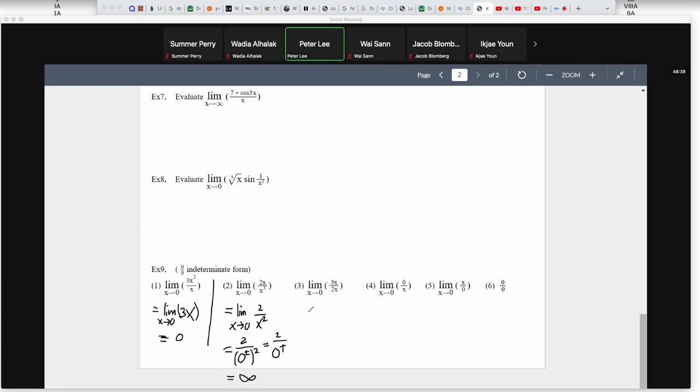Now number 3, this one is very easy. It's also 0 over 0, but the limit is now 3x over 2x. We can simplify that to 3 over 2, and then we have a limit as x approaches 0. But note that the argument of the limit does not have an x, so this one is easy. This one is just 3 over 2. So all of these are 0 over 0 form, but we have different possible results. Now the question is examples 4 and 5 and 6, which I've never seen before.